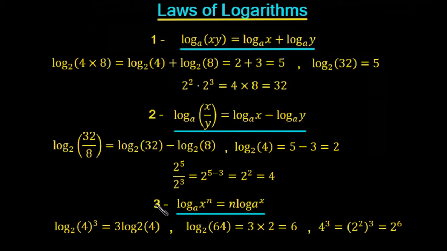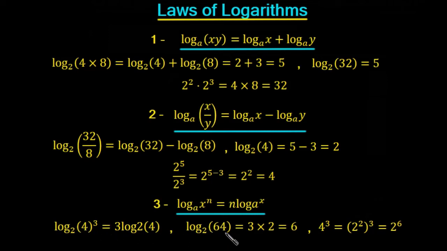So finally we look at number 3. Log to the base a of x to the power of n is the same as n times log to the base a of x. So let's put some numbers in. If we say log to the base 2 of, say, 4 to the power of 3, well, according to what we have above, that should be the same as saying 3 times log to the base 2 of 4.